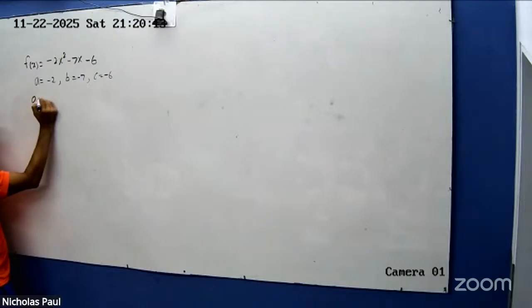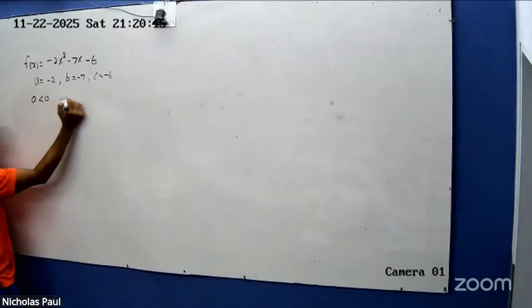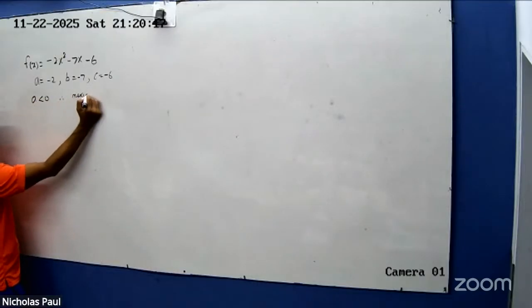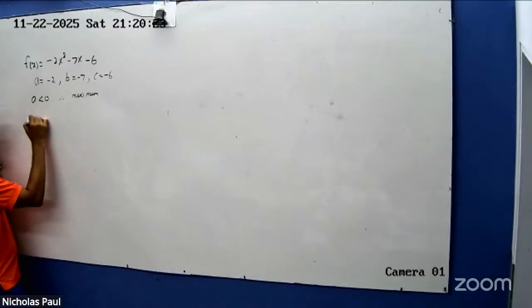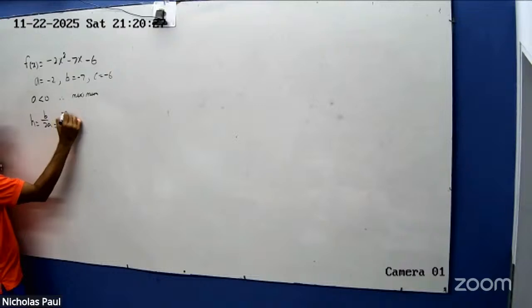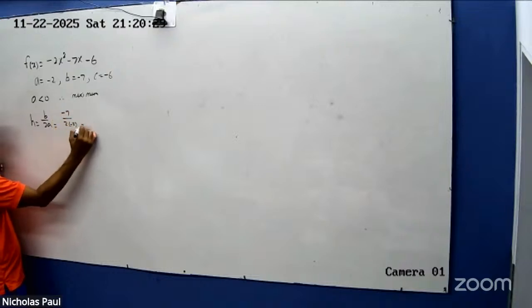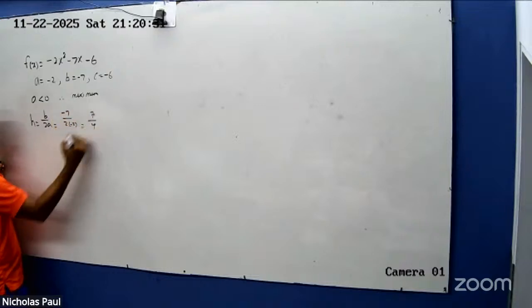Of course we recognize a is less than 0 and so it is a max. They didn't ask that in the first part, but we know how to tell. It's a maximum. Then we find h, which is b on 2a. So that's minus 7 on 2 by minus 2, so I got 7 on 4.